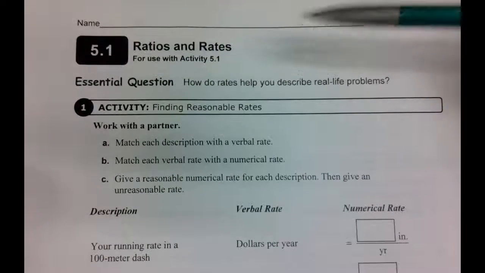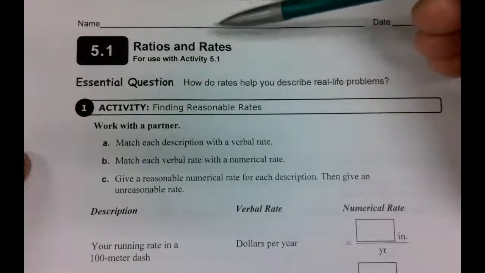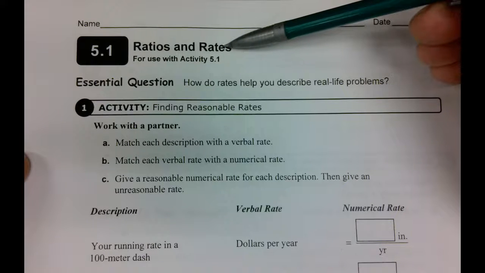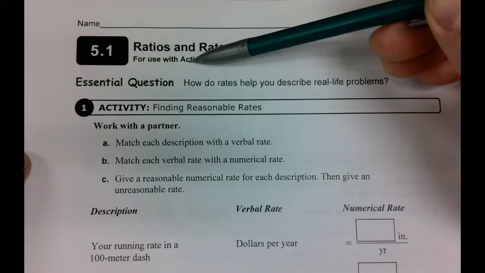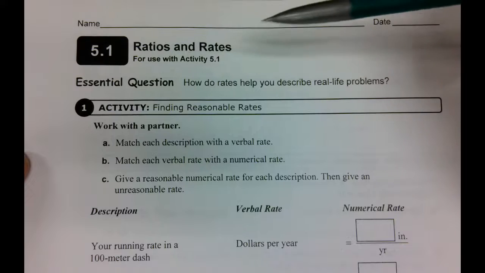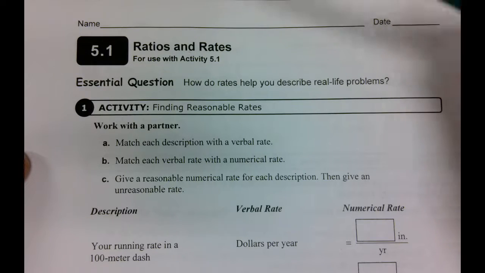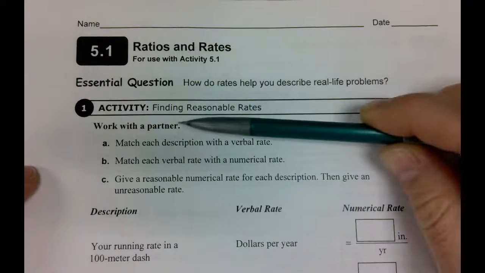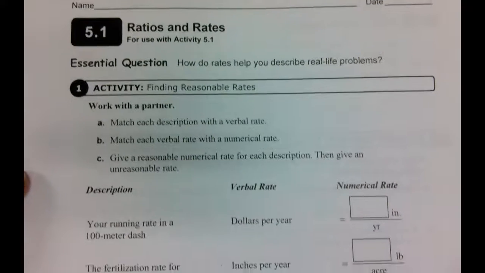Chapter 5, Lesson 1. This is our activity with ratios and rates. It's our 5-1 activity, and we're going to do that along with Lesson 1 today. Sounds like a lot, but it goes by quick. So it says work with a partner. We're not going to do that. We're going to do a bunch of this together and move by quickly.